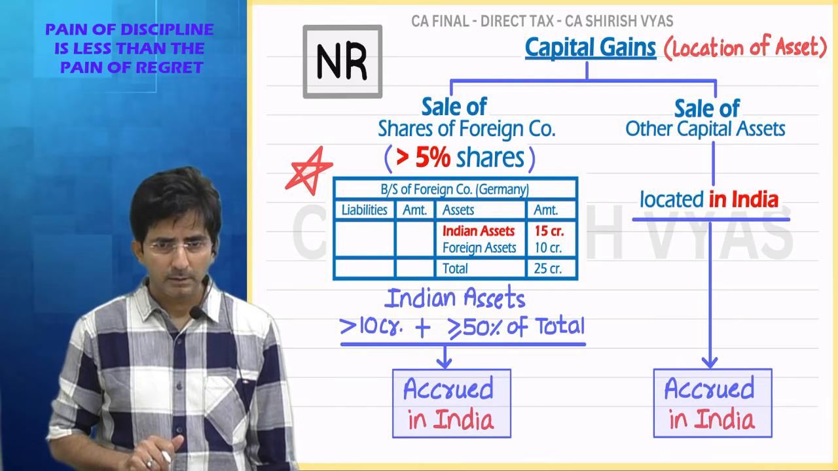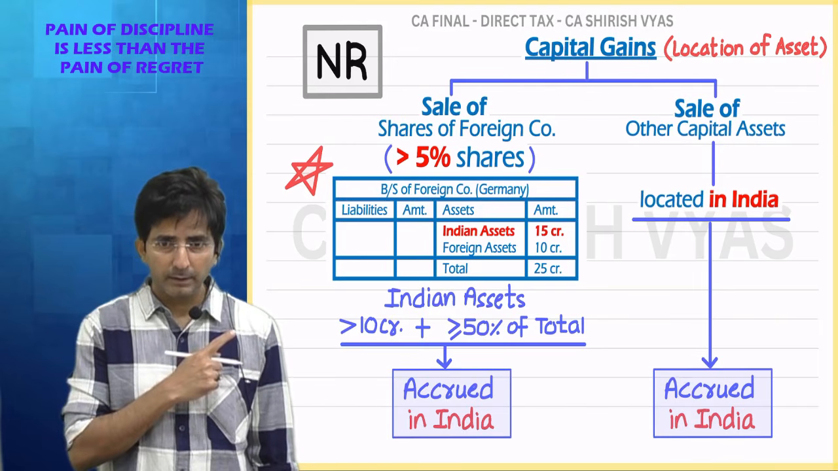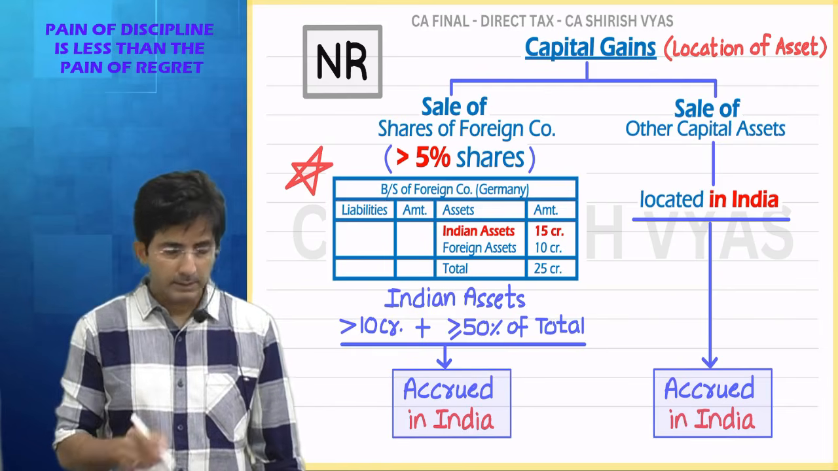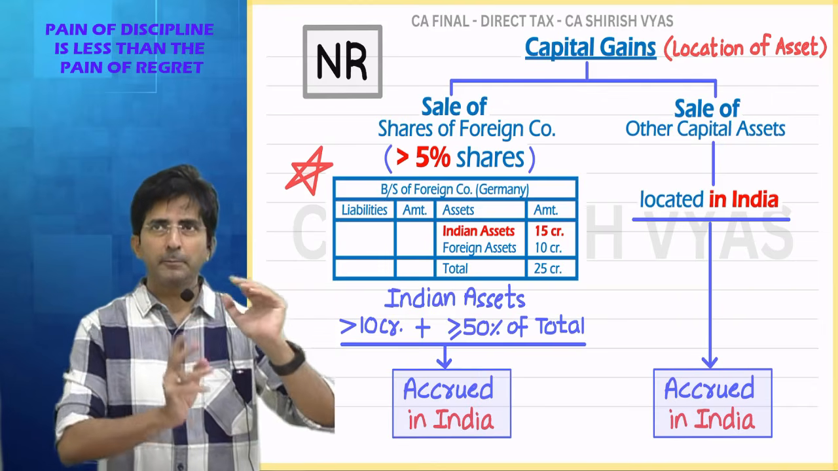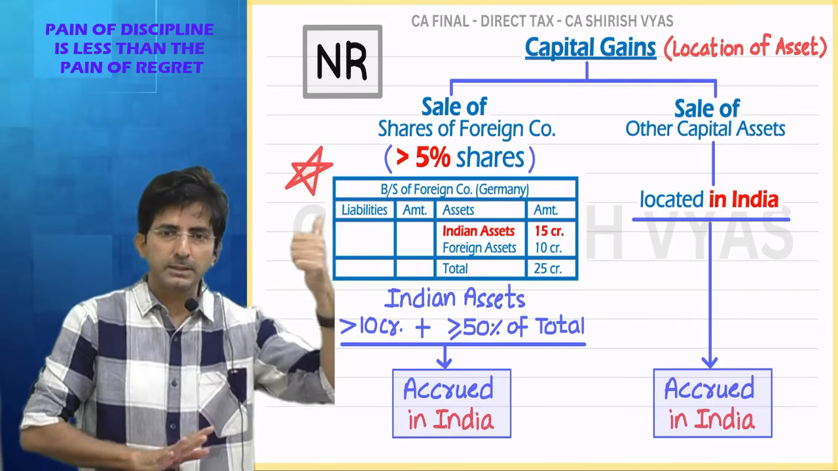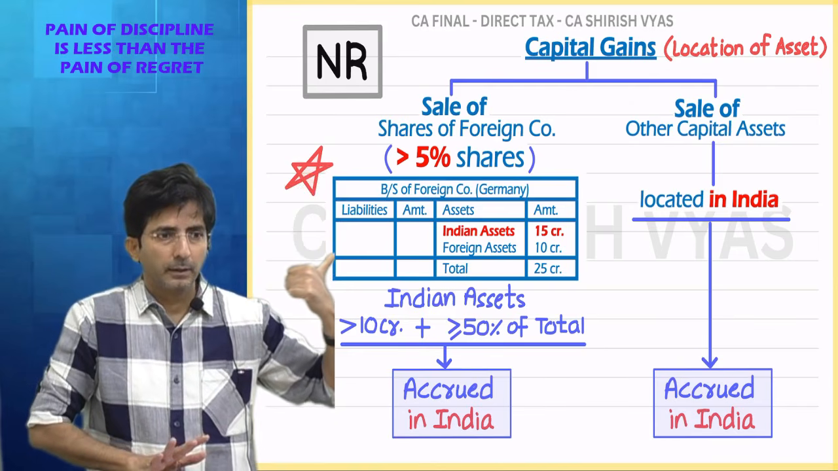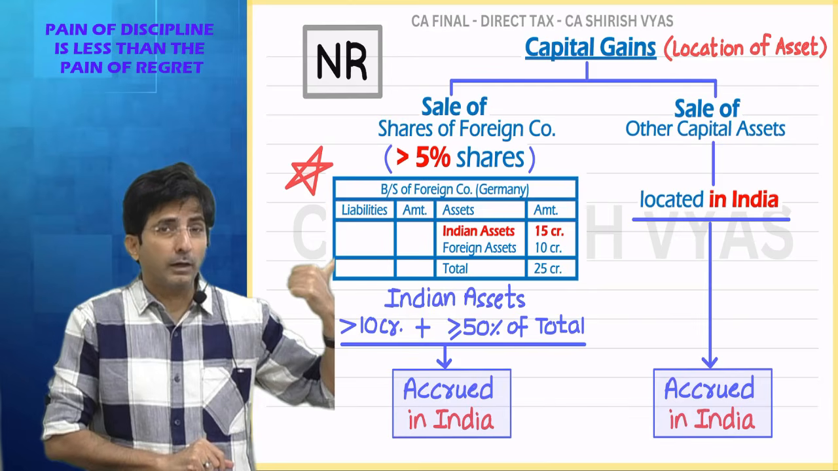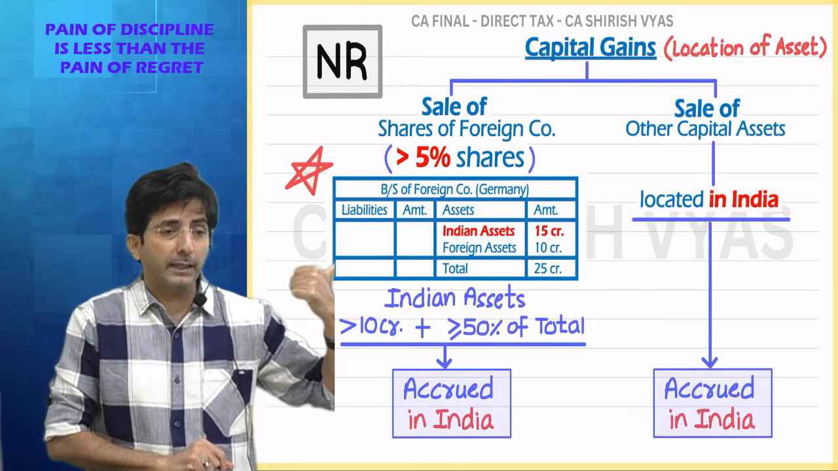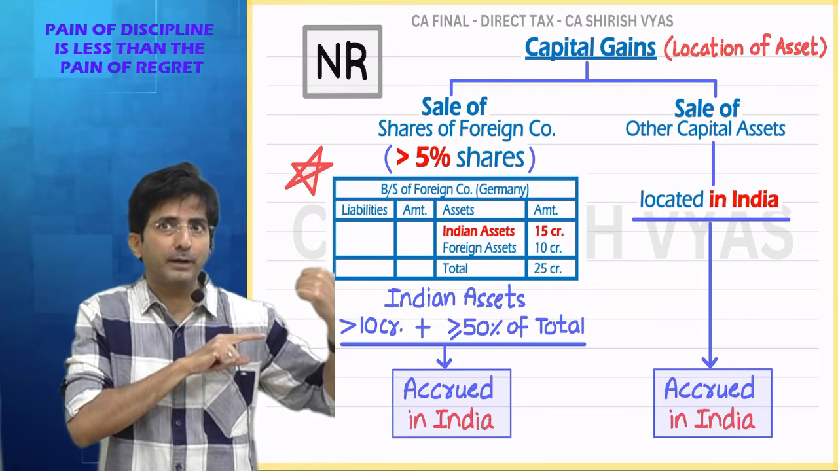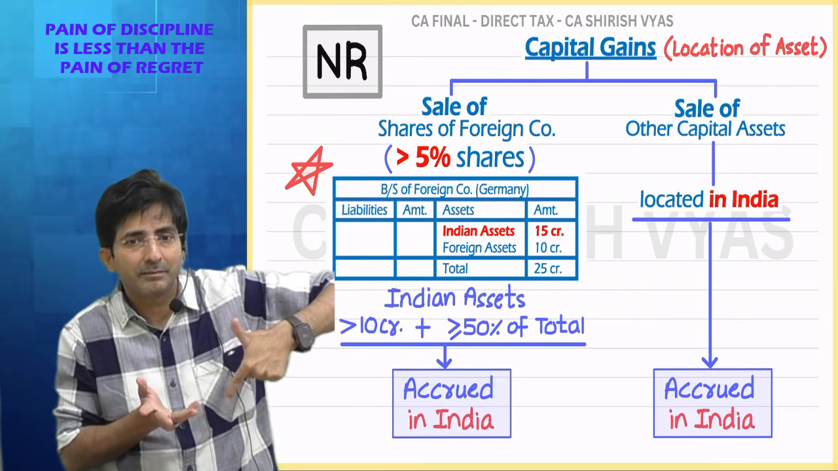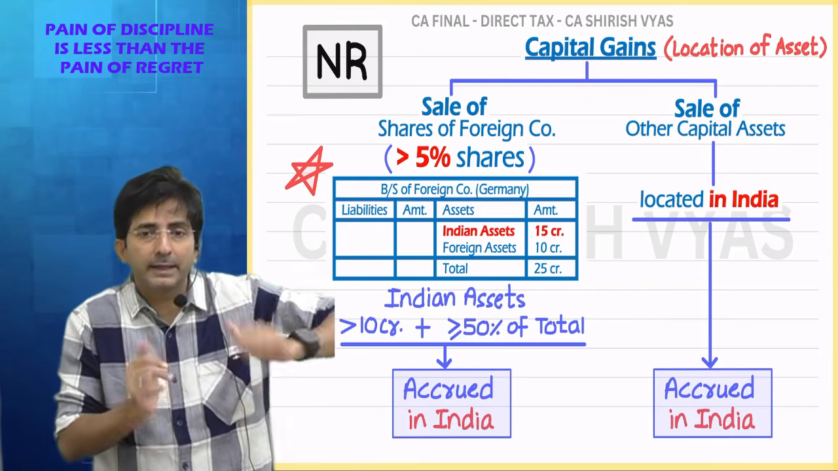See, her doubt is this. In my example, there was a Singaporean shareholder having shares of a German company. Now she is asking, what if the German company has become an R because of its POEM? A foreign company can also be called R if its POEM is in India.